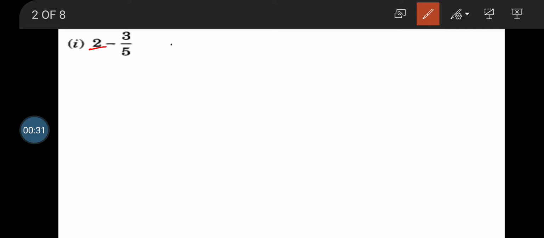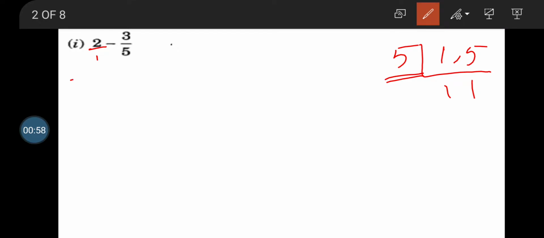So 2 is not having anything means it is divided by 1. So 2 is simply given means it is 2 by 1. So LCM we should take for 1 comma 5. It should be done with 5. So 5 by 5 will give you 1. So LCM is 5. So that 5 we should bring in the whole number also in the denominator.